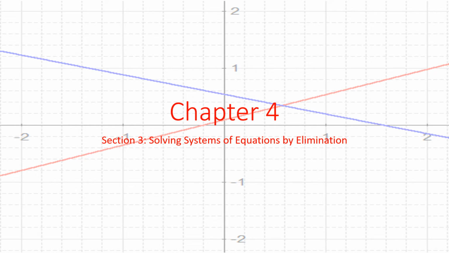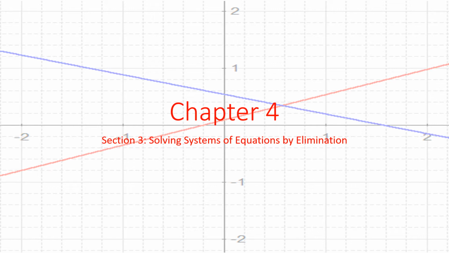Welcome back to section 3 of chapter 4. In this section, we're going to be looking at solving systems of equations by elimination. Now, this is very similar to substitution because it gets done the exact same thing. It just goes about it in a slightly different way.